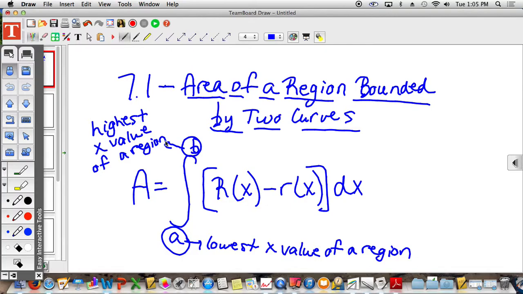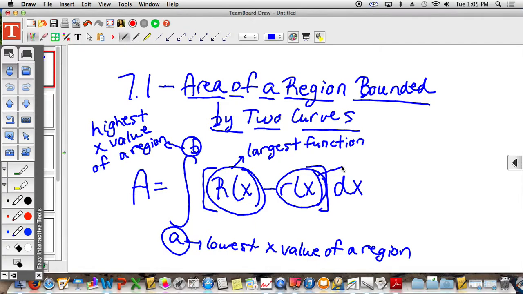Capital R of x. This is getting kind of messy, but hopefully you guys are able to sort through that somehow on your notes. This function right here, because it's a capital letter, we're using a capital letter just to mean that it's the largest of the two functions in the region. So label this as being the largest function. And then this smaller one, of course, is going to be the smallest. And it's just the largest and the smallest in the region that we're talking about.